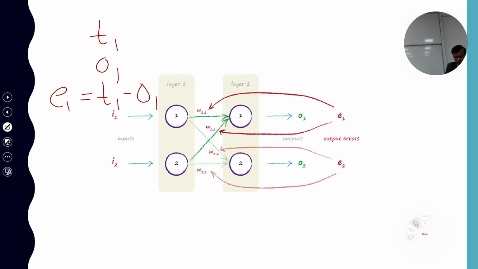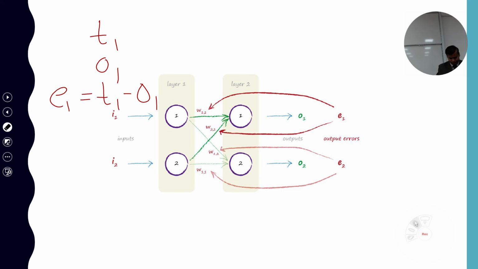We can see from the simple diagram here, the E1 you can actually split in proportion to the connected links. So what is connected to this output node 1? We can see W11, W12 is connected. So this E1 is splitting in proportion to these connecting links. So we have these weights W11, W21. Likewise, for E2, you can split proportionately to the weights W12 and W22.